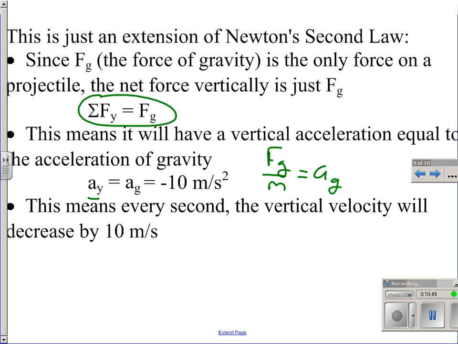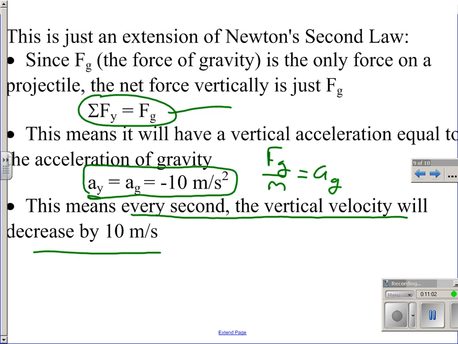So our acceleration vertically is just negative 10 meters a second squared, right? It's going to accelerate downwards at the acceleration of gravity because the only force on it is the force of gravity, which means that every second the vertical velocity will decrease by 10 meters per second. Okay, remember, decrease means it's getting more negative.